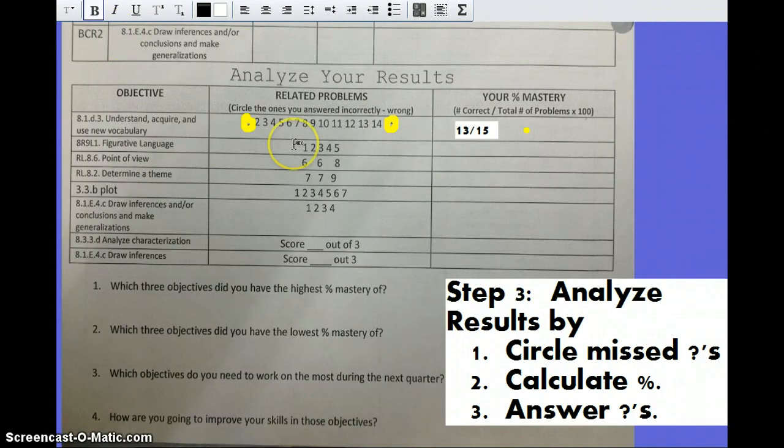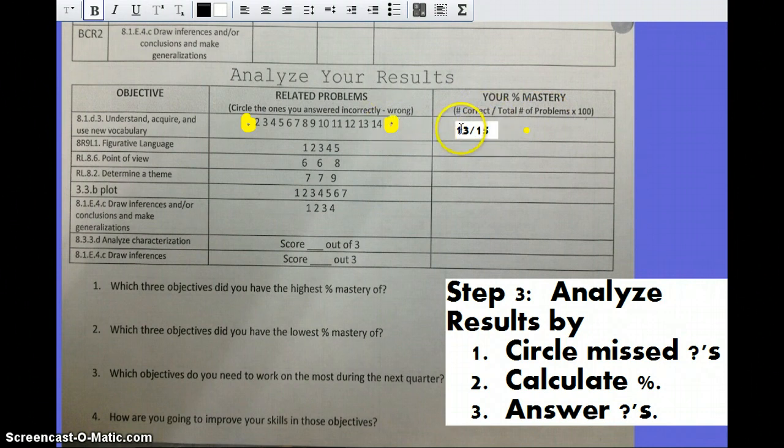Once you go through and correct all of your answers, the next step is to analyze your results. Let's say, for example, that for 1 through 15 vocabulary, you missed 1 and 15. Well, you're going to circle 1, and then you're going to circle 15. And down here, you're going to circle any of the ones that you answered incorrectly. Then you're going to go over here, and you're going to put the total number correct. You only missed 2, so that'll be 13 correct. Out of the total number of problems, that's 15.